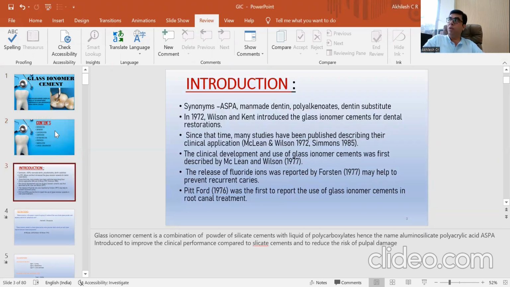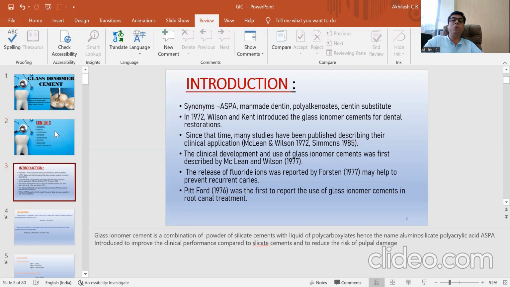Now, glass ionomer has got different synonyms. They are called ASPA, aluminosilicate polyacrylic acid. It is otherwise called man-made dentin, polyalkenoates, dentin substitute. These are a few synonyms of glass ionomer cement.